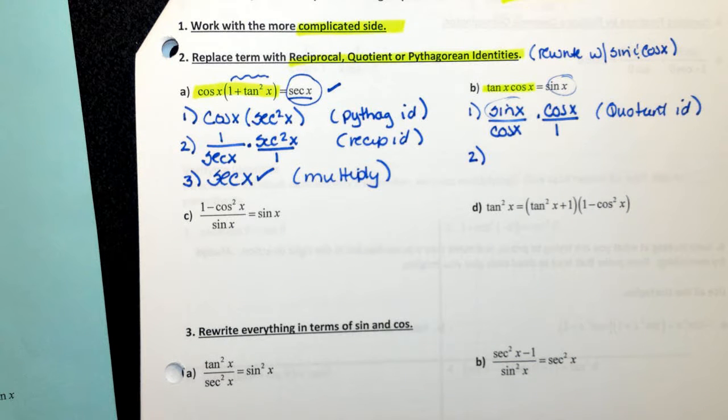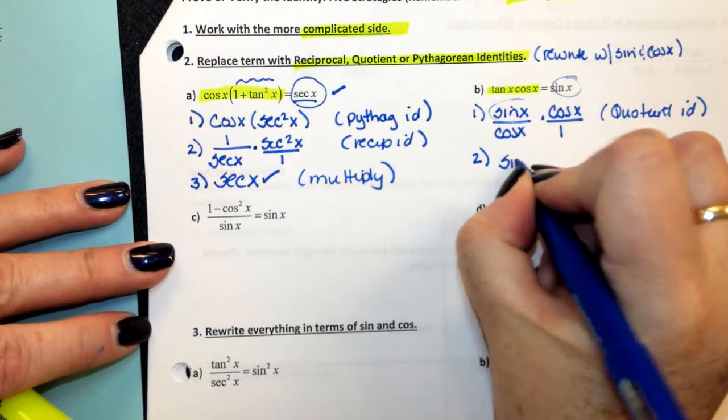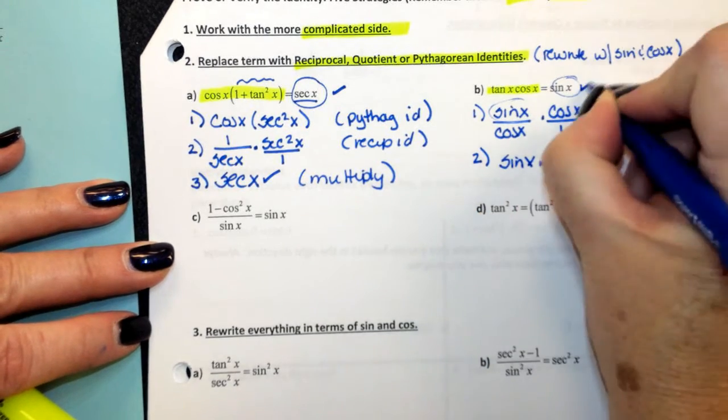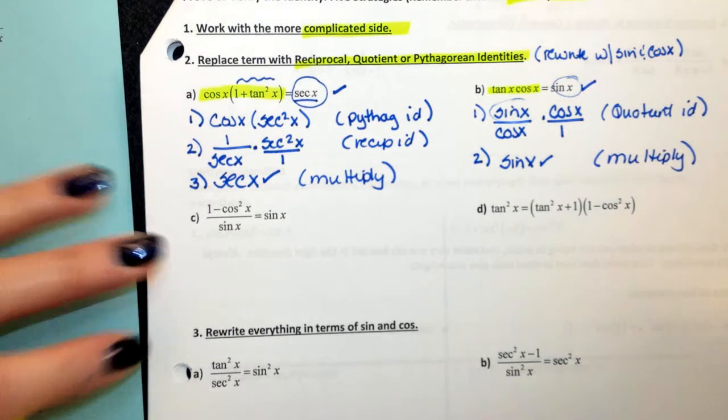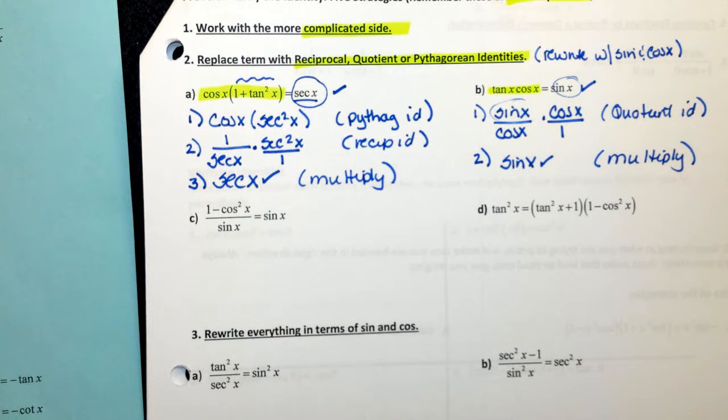So now what happens when I multiply sine of x over cosine x times cosine x over 1? What can you cross-cancel? Cosine of x. So what are we going to be left with? We're going to be left with a sine of x. And you're done. So you just multiplied, or you could say you canceled. Okay? So any questions on B? Let's take a look at C.